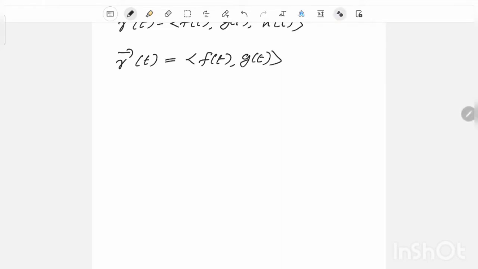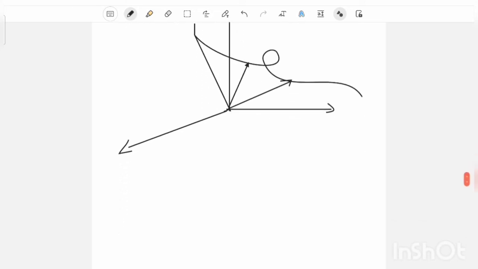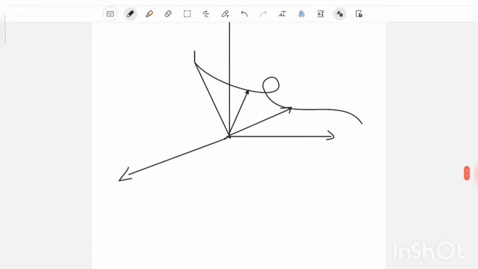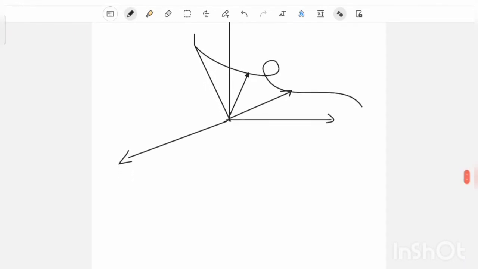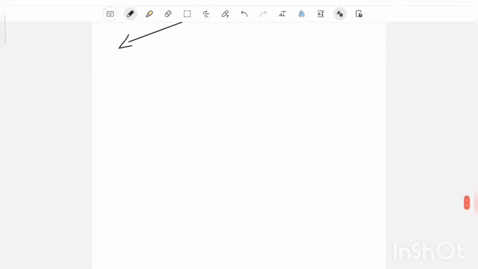For example, if we have a space curve like this, we can denote each point of this space curve using the terminal points of the vectors defined on the given parameter interval, like this. So these vectors in a plane represent a plane curve. The terminal points of these vectors trace a plane curve in a plane and a space curve in three-dimensional space.